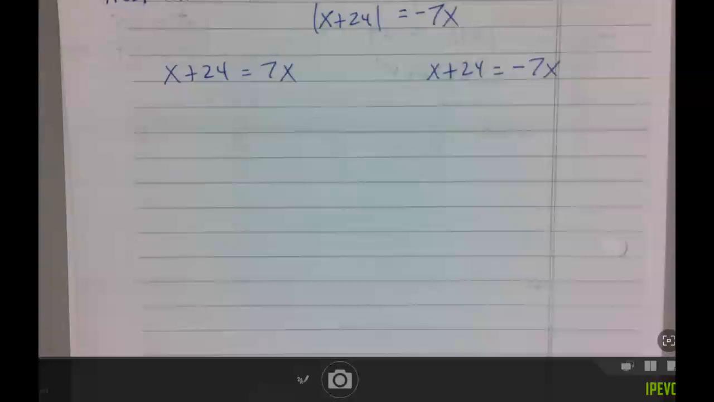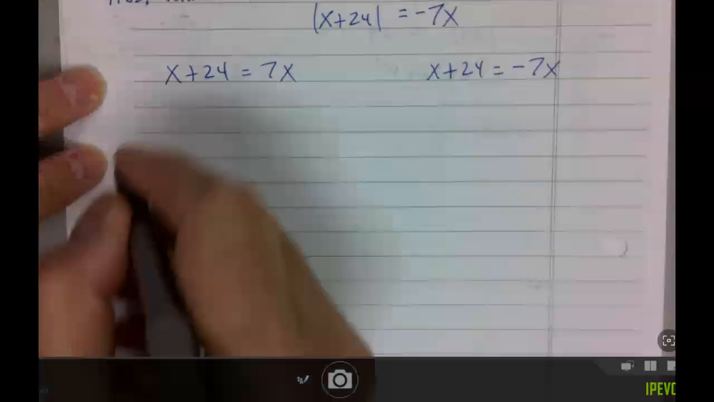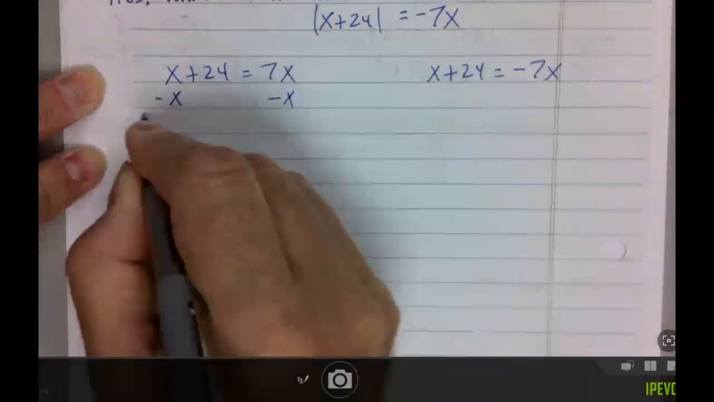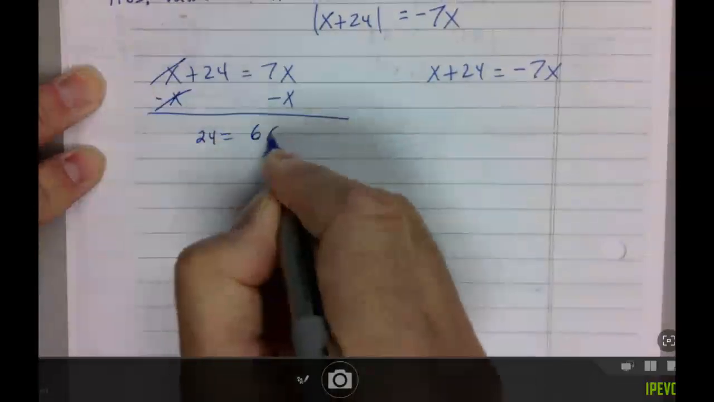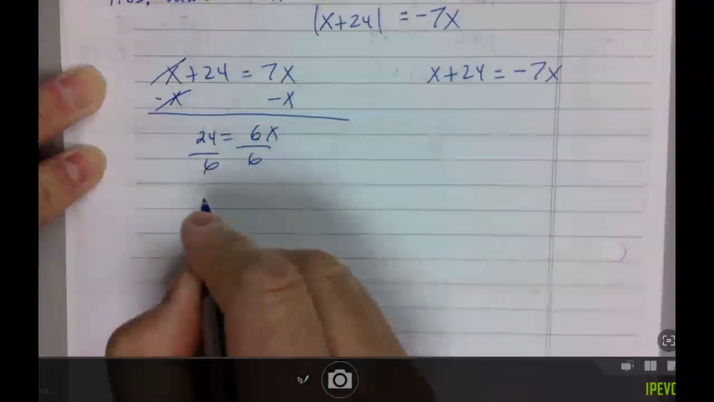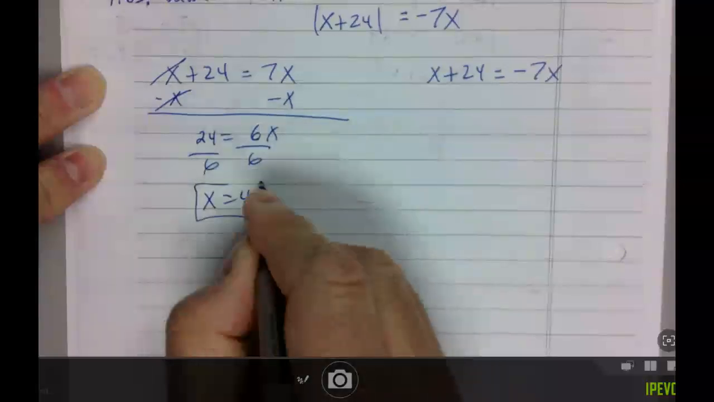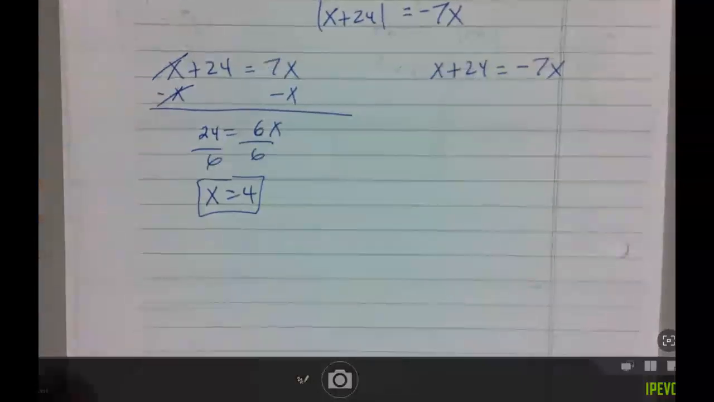You guys see what I've done? Okay, I'm going to subtract x. Cancel, cancel. Divide by 6. X equals 4. So we think that's a solution, don't we? We'll check it here in a second.